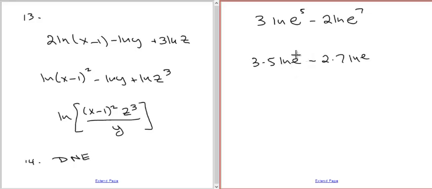And the natural log of e is 1. So these both become 1, so you get 15 minus 14, which is 1.